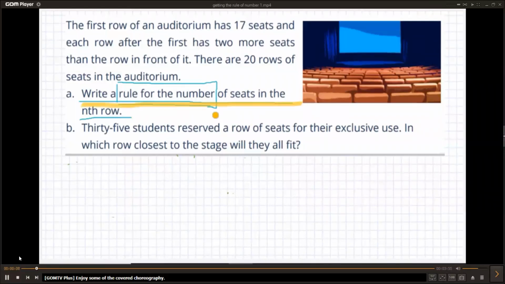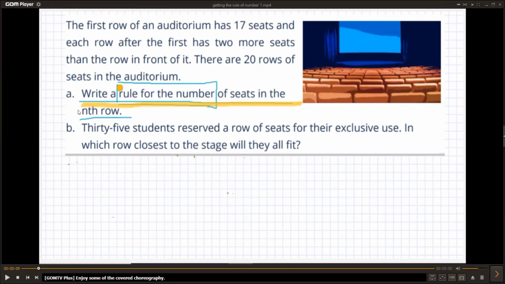Now, in this problem, the first row of an auditorium has 17 seats, and each row after the first has 2 more seats than the row in front of it. There are 20 rows of seats in the auditorium. So first, we're going to write the rule of the number of seats in the nth row.